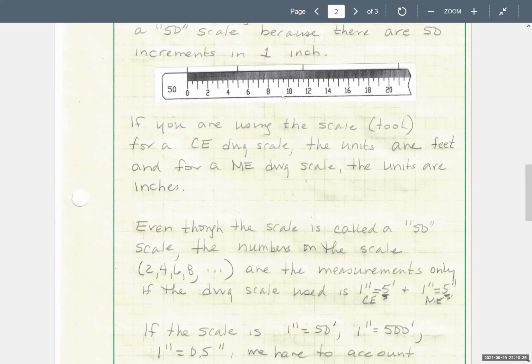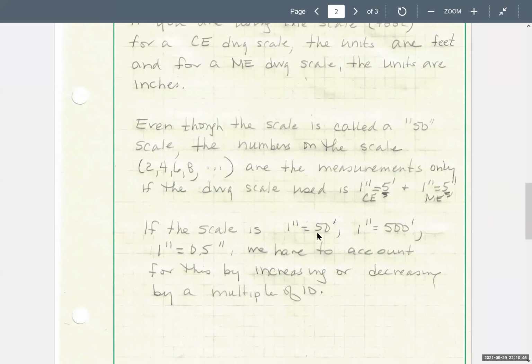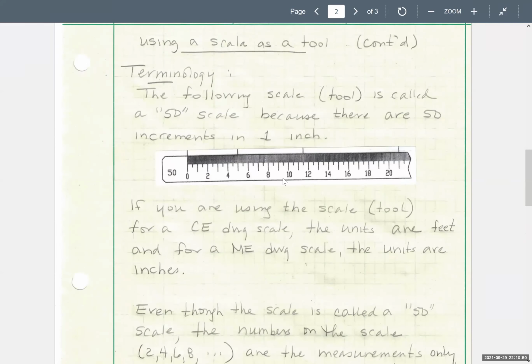Remember, all these numbers only work if the drawing scale you're using is 1 inch is equal to 5 feet or 1 inch is equal to 5 inches. So if the drawing scale you're using is 1 inch is equal to 50 feet, all these numbers have to have a 0 on them.